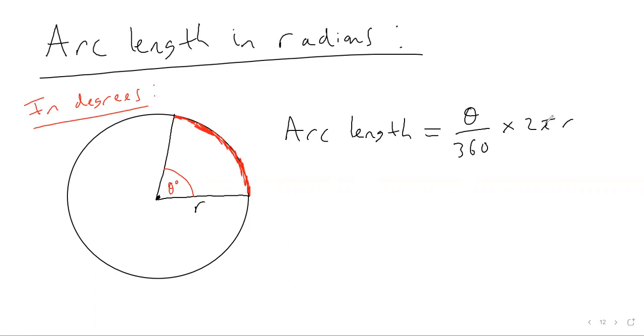So you've got a radius there. 2 pi r is the circumference of a circle. Multiply by this fraction, and you get this proportion of the arc length. So you can actually write a formula like this: theta out of 180 degrees times pi r. That would get you your arc length.